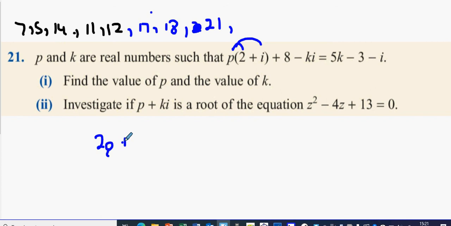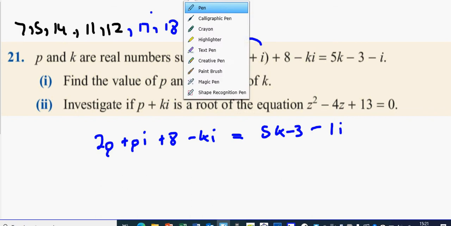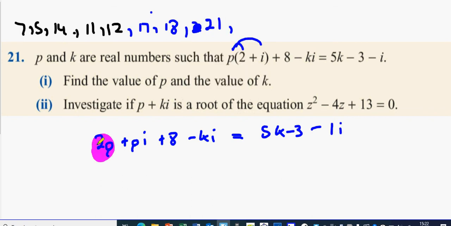p plus pi plus 8 minus ki equals 5k minus 3 minus 1i. Lads, this is an identity question, so you need the real parts on the left equal to the real parts on the right. And then on the other one, it's going to be the imaginary parts equaling each other as well.